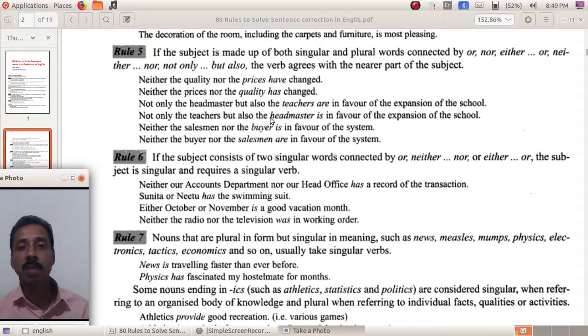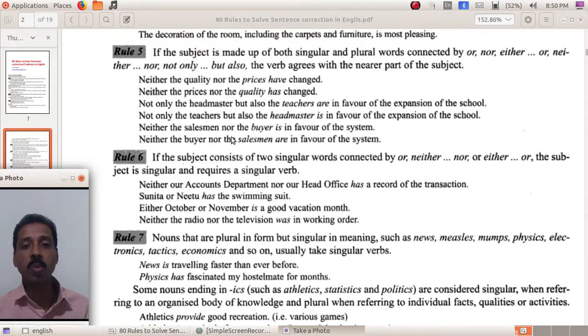Not only the headmaster but also the teachers are in favor of the expansion of the school. So two nouns combined using not only but also. And the second subject, teachers, is plural in form, so the verb also should be plural. Look at the next sentence. Not only the teachers but also the headmaster is in favor of the expansion of the school. So here headmaster is the nearer subject, singular, so is is used. Here teachers plural, so the verb also plural. Here headmaster singular, so the verb also singular.